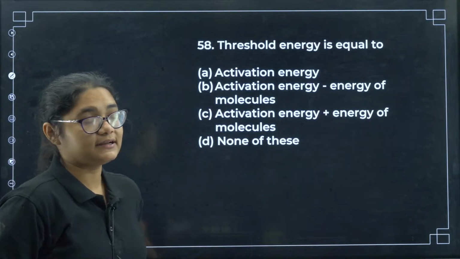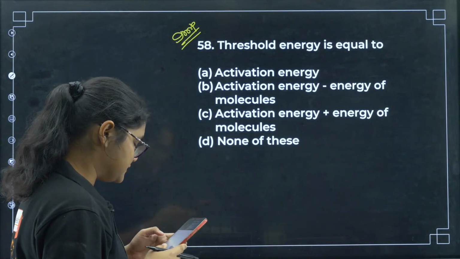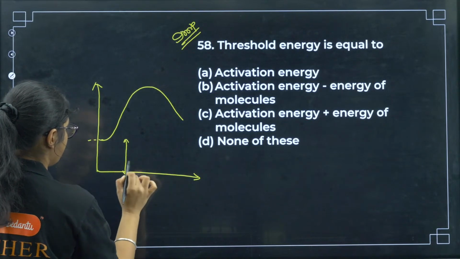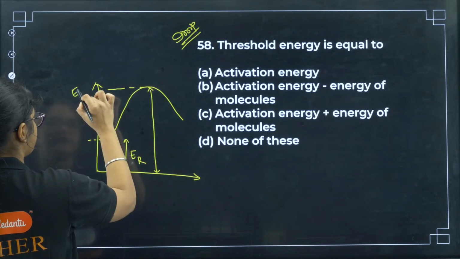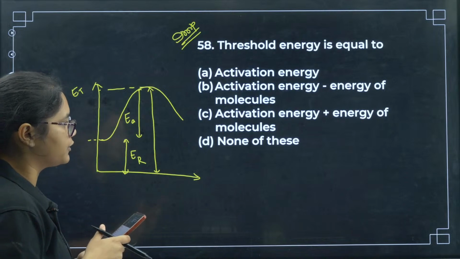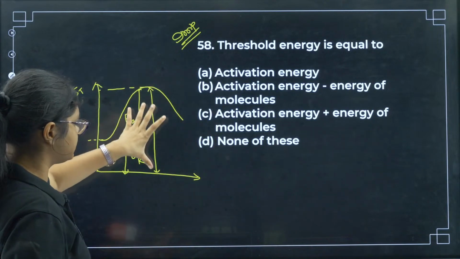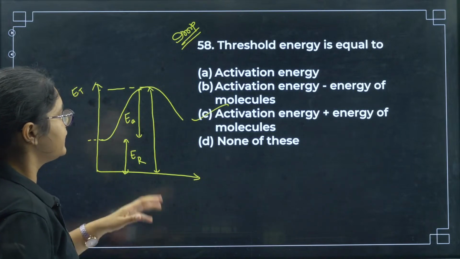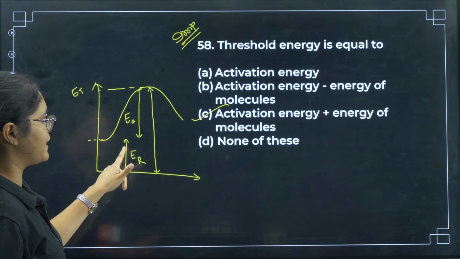57, 58. Threshold energy is equal to, this is an important question. If I draw a graph, this is the energy of the reactants. This total is your threshold energy, and this is the activation energy. So what is threshold energy? Yes, 58, C is the correct answer. Threshold energy is activation energy plus the energy of the reactant molecules. It is not minus, dear. See, the total is the threshold energy; this much is the activation energy and this is the reactant energy. If I add these two, I'll get this one.